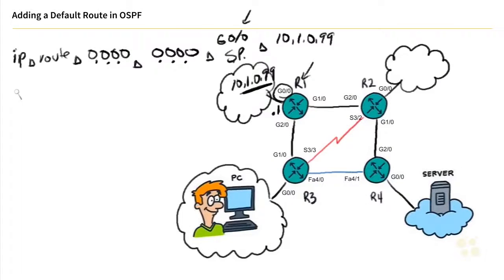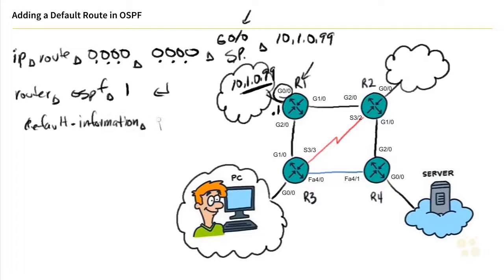So here on R1, with that static default route in place, the next step would be to share that information about the default route with the rest of the OSPF network. The way we're going to do that is to go into router configuration mode. So we'll type router ospf and our process ID. We've been using 1, so we'll continue to use that. Then, once in router configuration mode, we're going to use the command default-information originate. And if we add the keyword always, that means that default route will still be advertised even if for some reason router 1 loses its own default route.